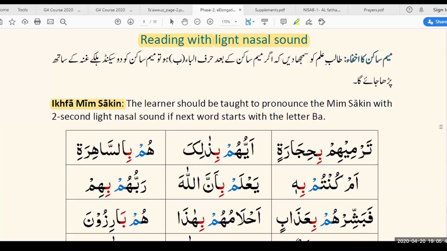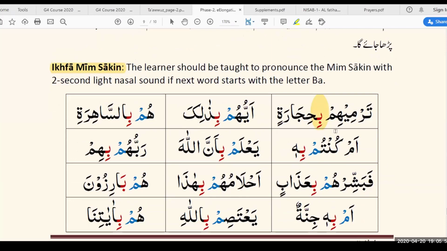We'll get to that, inshallah. What happens is, as you can see, there is a bar that's highlighted here in red. When you see a meme sakin, a meme with a sukoon on top, followed by the letter ba in the next word, then you have to say that meme sakin with a 2-second light nasal sound.